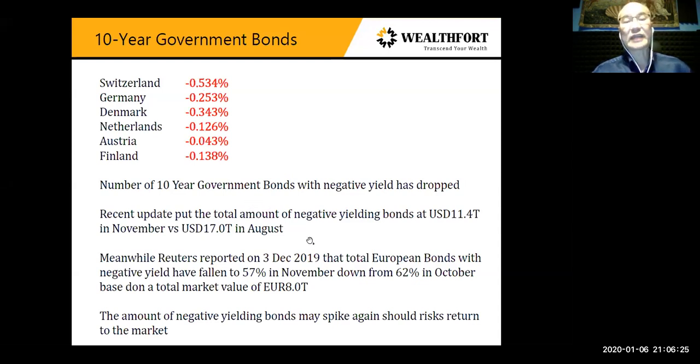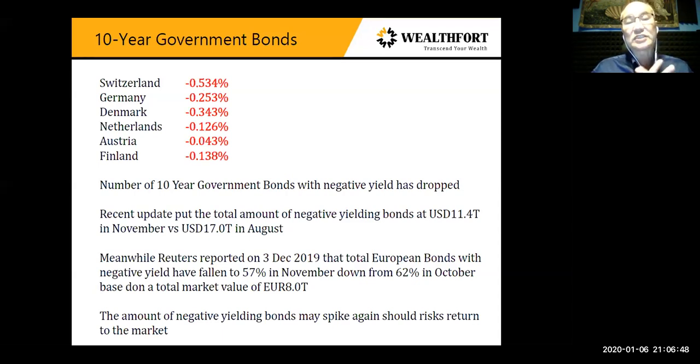So the number of 10-year government bonds with negative yield has dropped, okay, because when the stock market is good, people exit from safe haven assets to invest in securities. So what happens is when you sell bond, the yield will actually spike because they are inverse of each other.